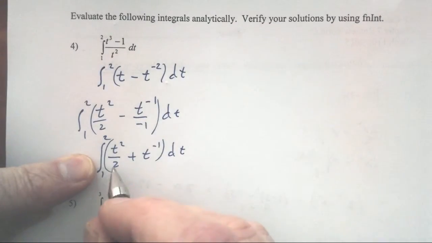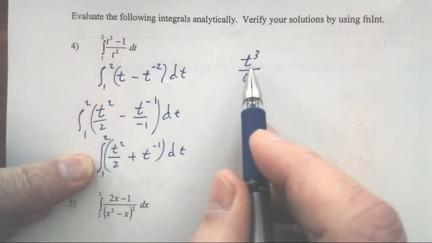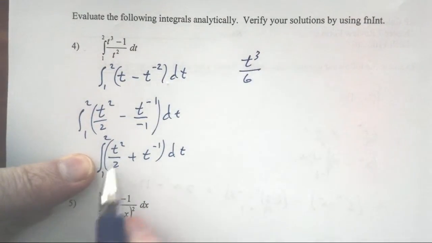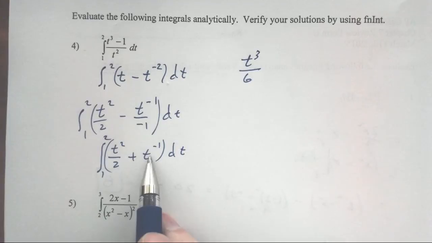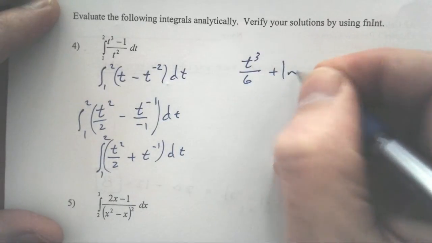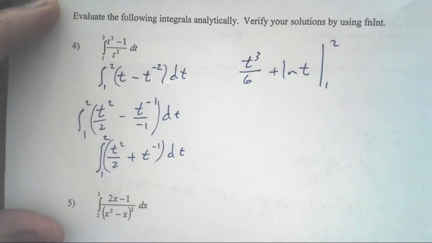So this wants to be t to the third on 3, but it's already on 2, so t to the third on 6. Let's check it. That would be 3t squared. Yep, t squared on 2. T to the negative first. Well, that one's an interesting one, because that wants to be t to the 0th on 0. Oh yeah, that's just 1 on t plus ln t from 1 to 2.